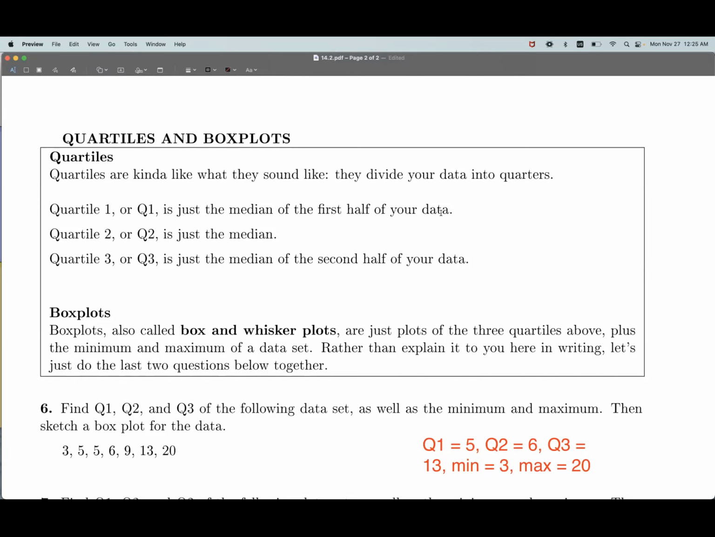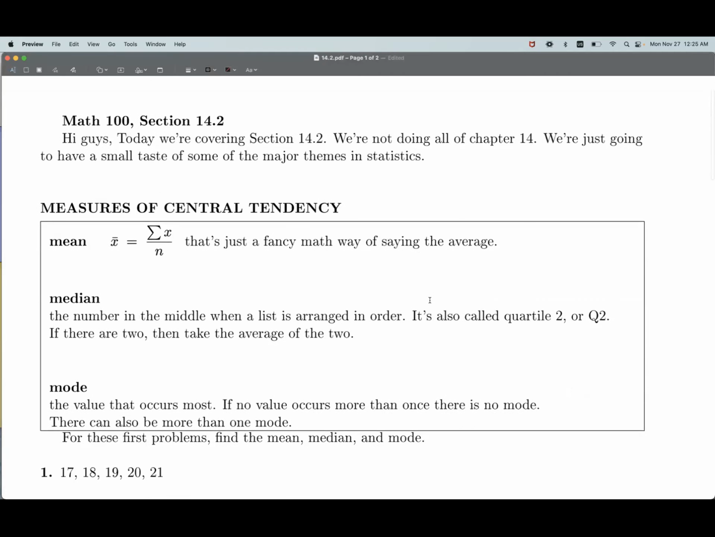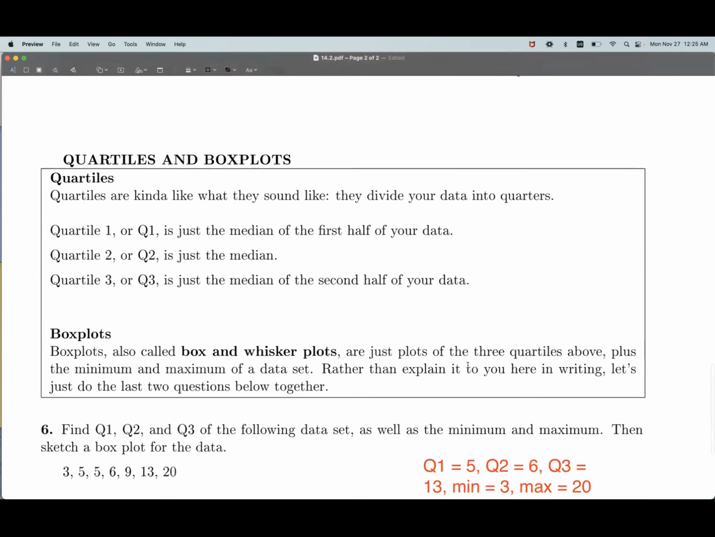Quartile two, that's Q2, is the median. In fact, if I scroll up to the top of the page where we first learned about median, we saw that it said it's called quartile two sometimes, or Q2. That's the second quarter, right in the middle. And then quartile three, or Q3, is just the median of the second half. What's in the middle of the second half would be the three-quarters mark.